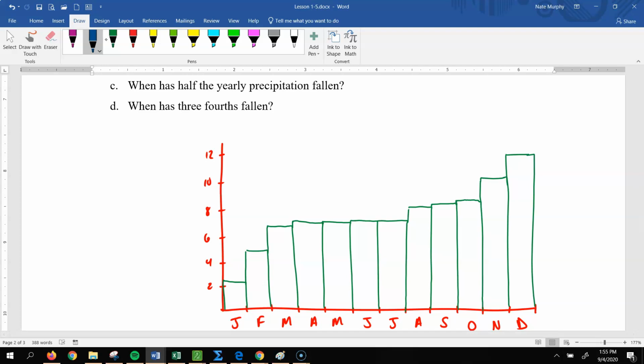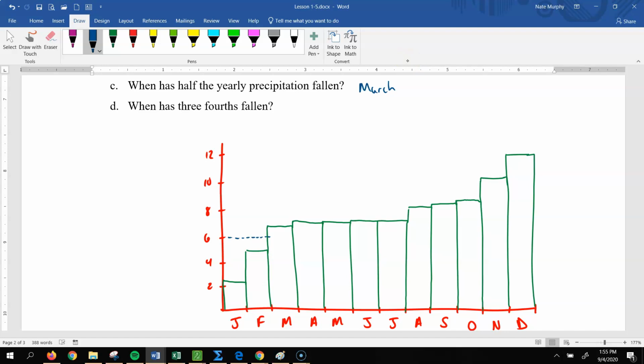So when it says, when has half the yearly precipitation fallen? Remember, we had just a hair over 12 inches. We'll just say 12, and half of 12 is 6. And so when I look at this, we see that during the month of March is where we reached half of our annual rainfall.